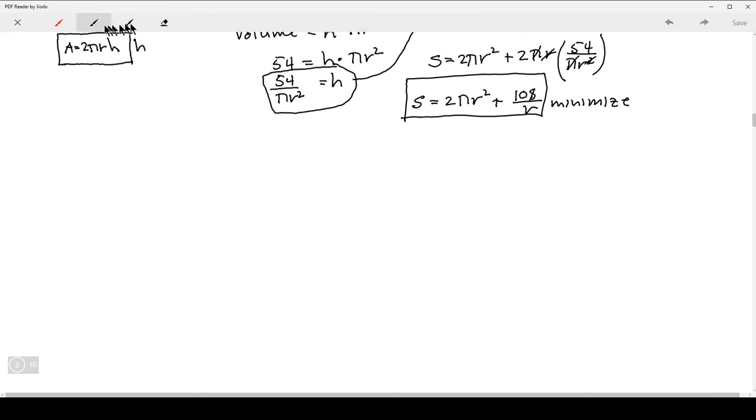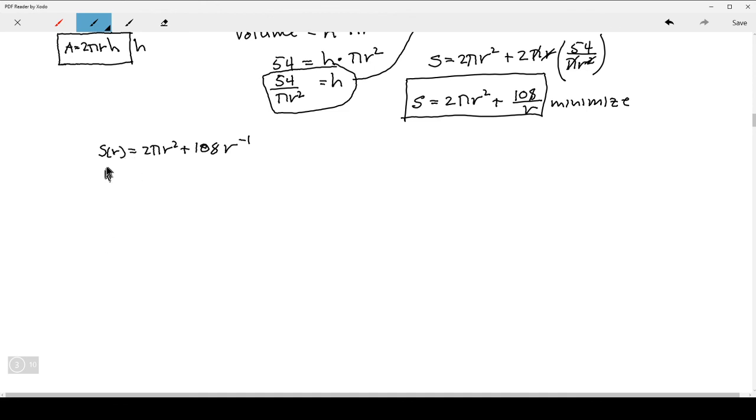All right, so now I know what I want to minimize. Let's come over here. I'm just going to rewrite it over here so I can keep everything together. So S, which is now a function of r, is 2 pi r squared plus, now keep in mind, in order for me to take the derivative of this, I need to have this written as a power function. So I'm going to write it as 108 r to the negative 1.